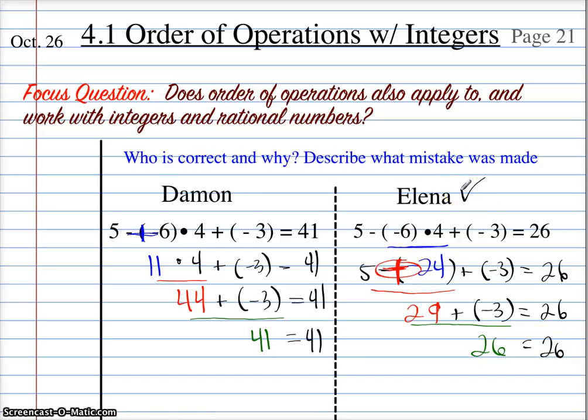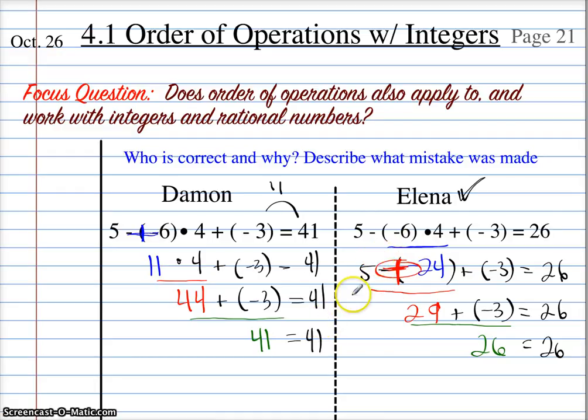Elena's right. Elena's correct. Damon is not correct. He didn't go in order. He just went left to right. He didn't have any order to his questions. Now why do we have order of operations? It's because we don't want to have the same question and have different answers. We want to have the same answers for the same questions.